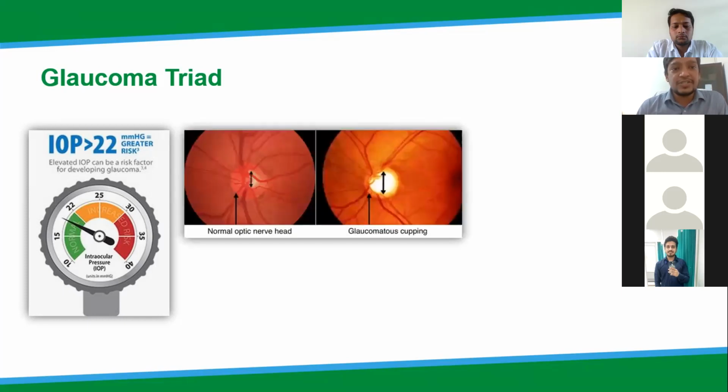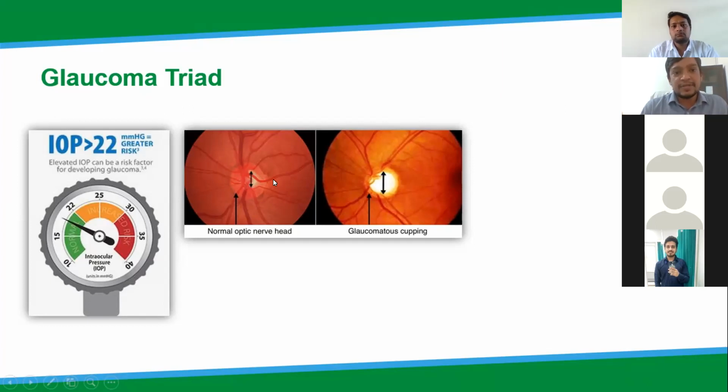And that increased pressure is associated with optic nerve damage. In this picture, as you can see, these are two optic nerve figures of the eye. The figure on the left is how a normal optic nerve looks. The brighter, yellowish area that you are seeing is called the cup, and the area surrounding that is called the disc. This is how a normal cup and disc look. The cup area should be smaller than the disc area.